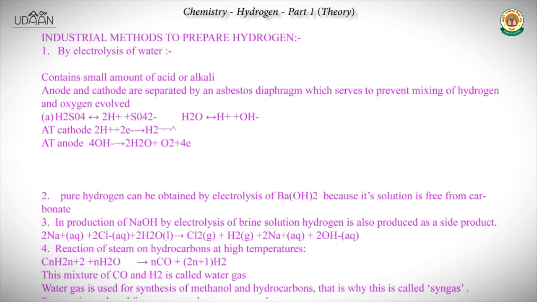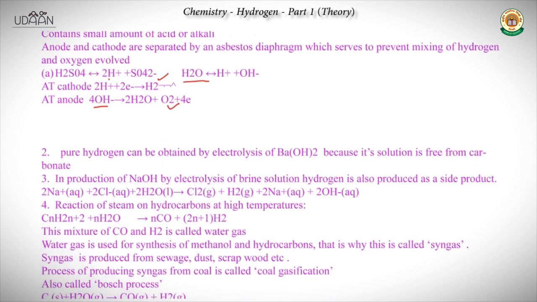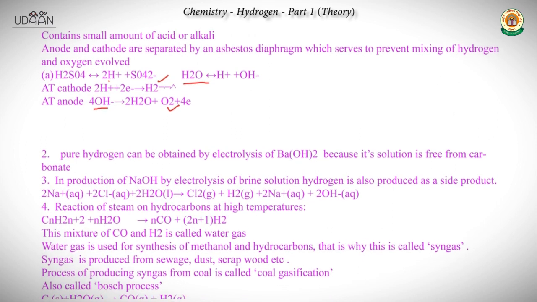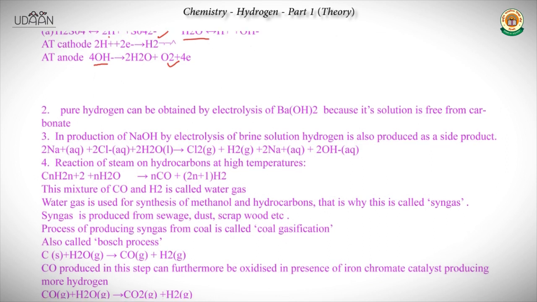The first one is electrolysis of water. In electrolysis of water, first water dissociates into H plus and OH minus ions. These OH minus and H plus ions go to the anode and cathode respectively, and there H plus ions get reduced and OH minus ions get oxidized. Then at the cathode H2 is released and at the anode oxygen gas is released. So basically we get hydrogen gas at the cathode. This is how we prepare it. Our aim was to produce hydrogen, and it gets reduced and converted into H2.